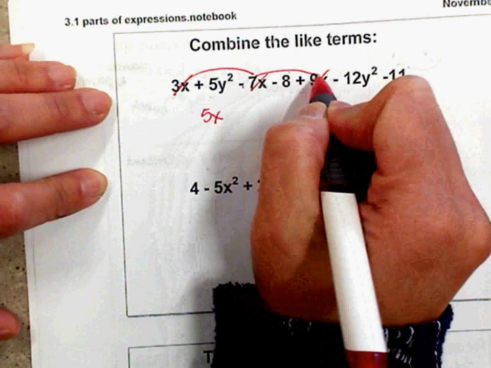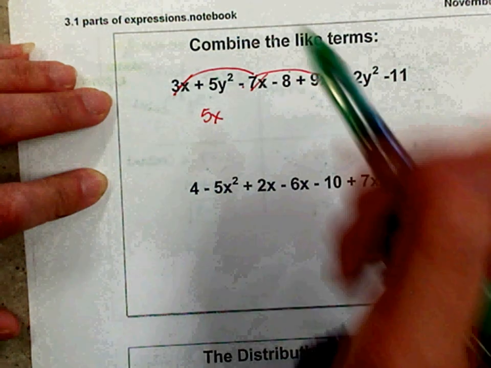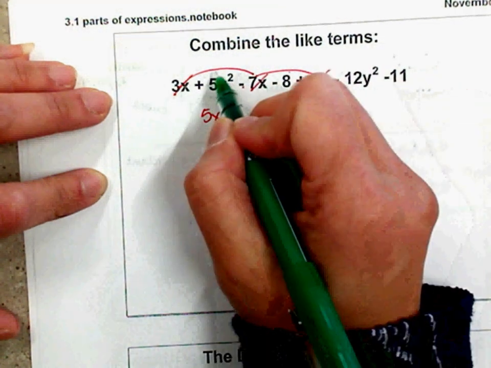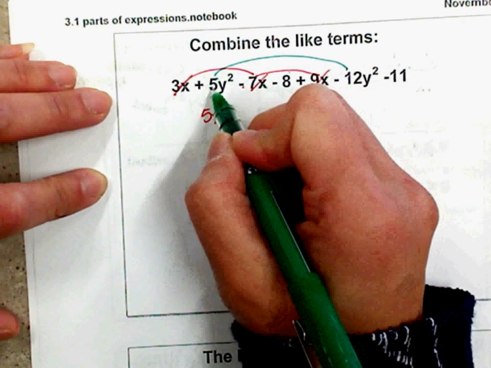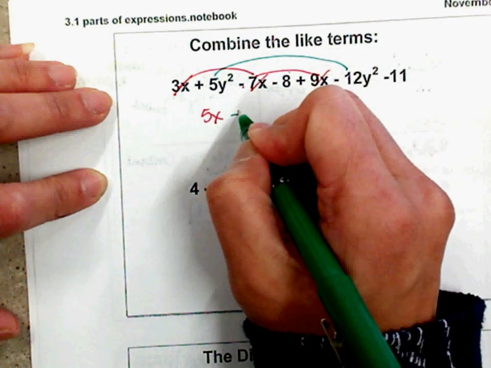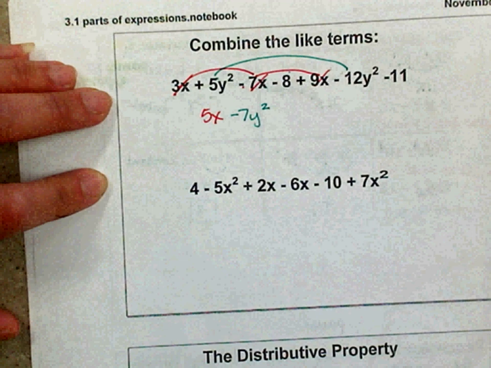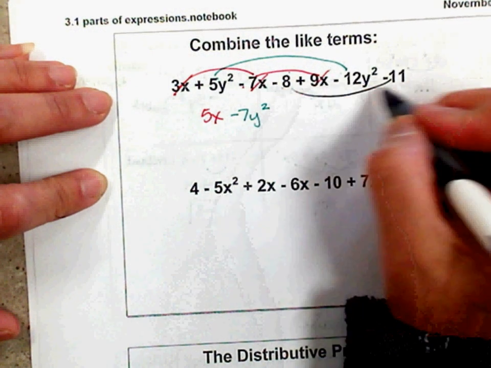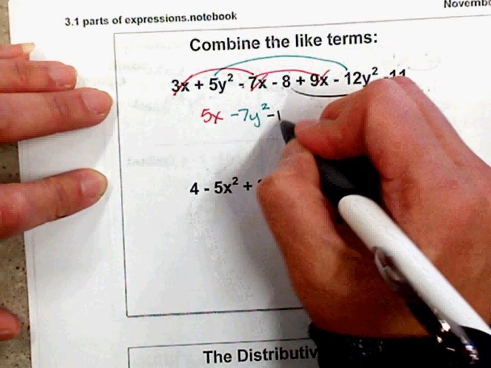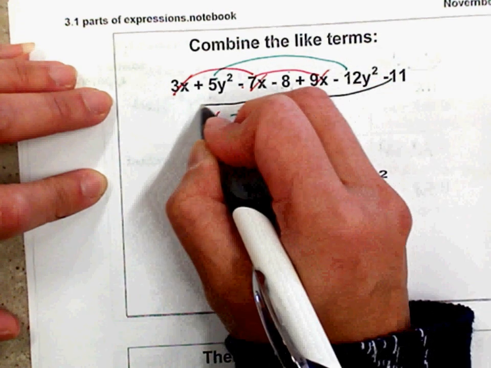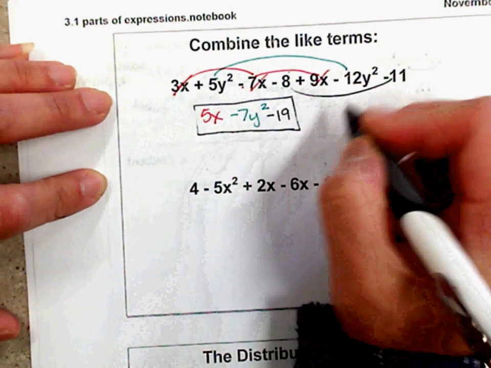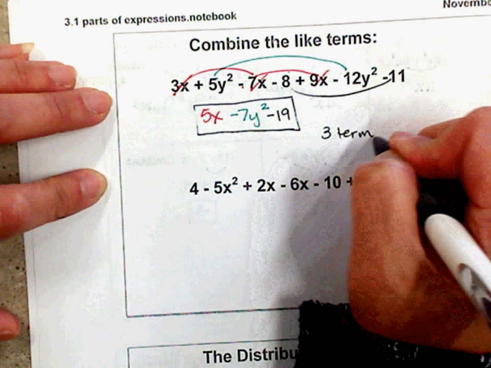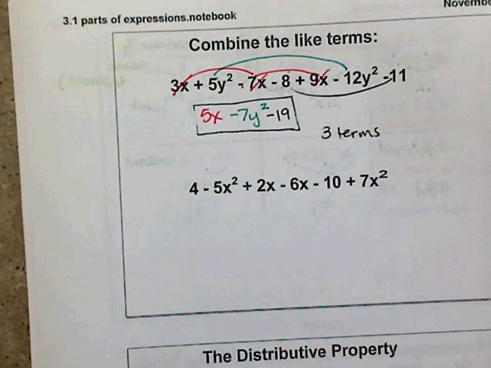Next you have y squared. There's another y squared. So 5y squared minus 12y squared is negative 7y squared. And see how you have these numbers together? Negative 8 minus 11 is negative 19. By the way, how many terms do you have? 3 terms. Okay? So that's what you guys are going to do.